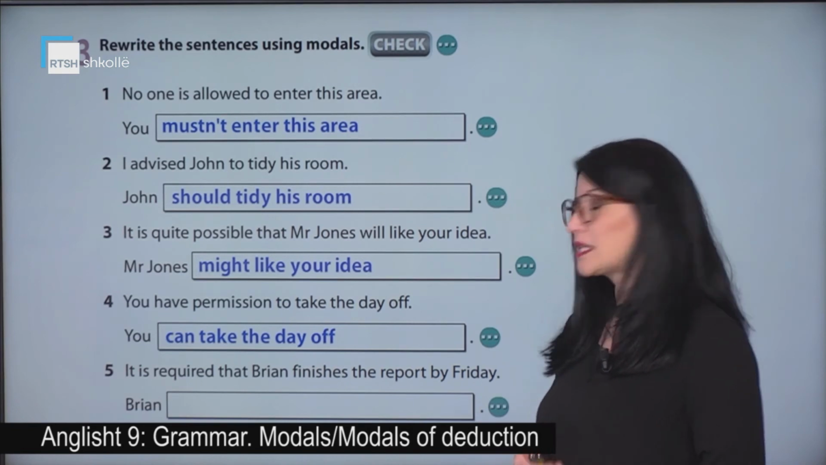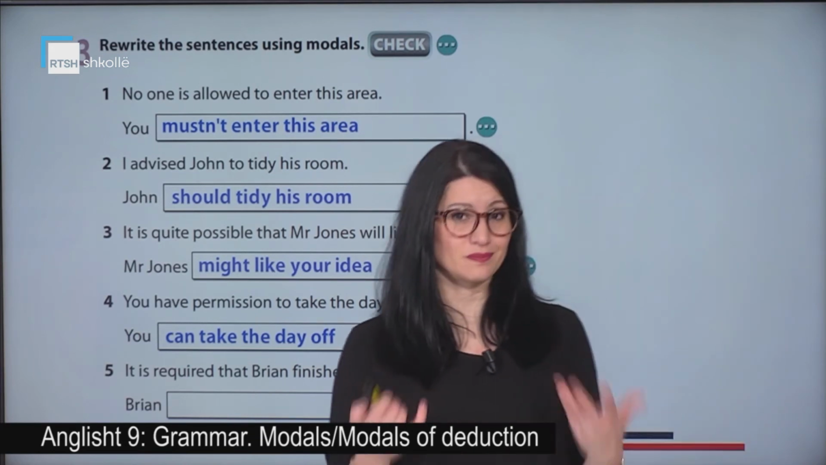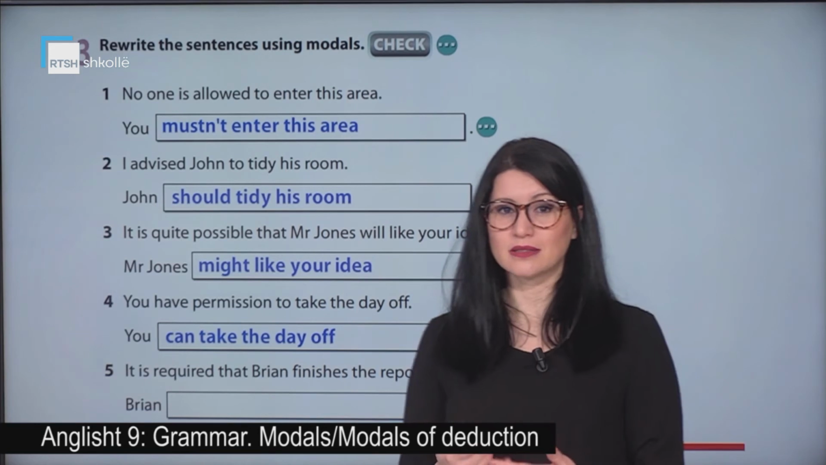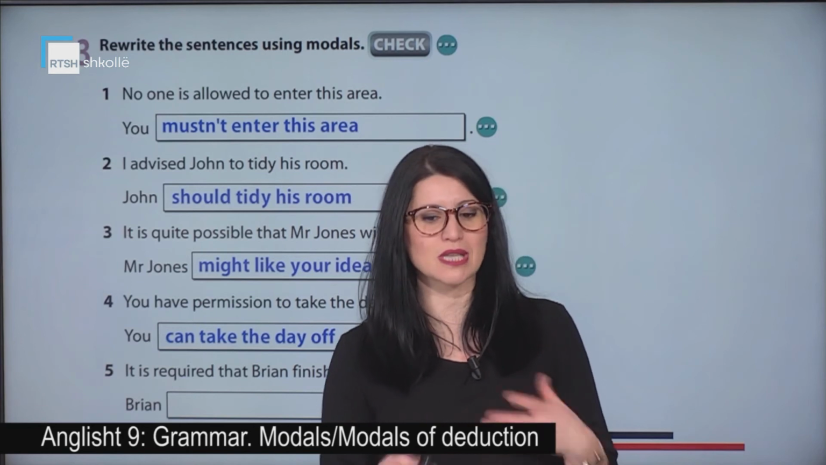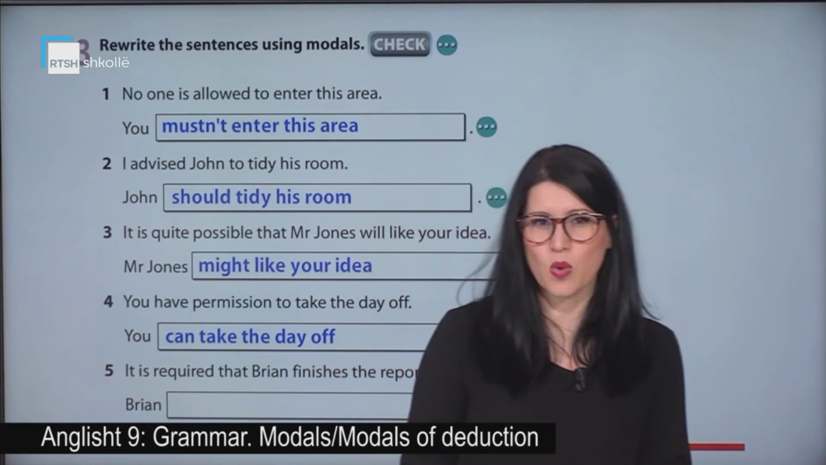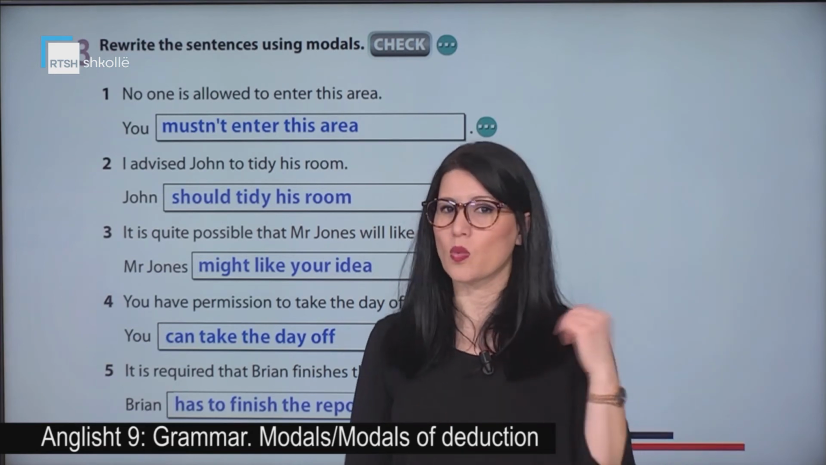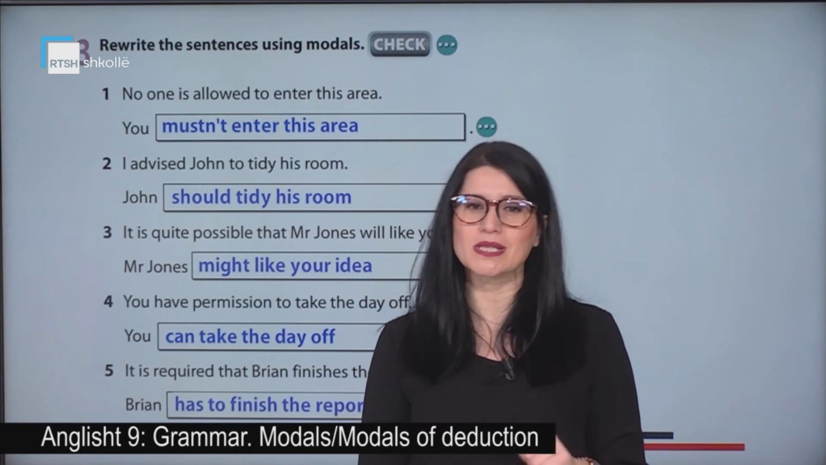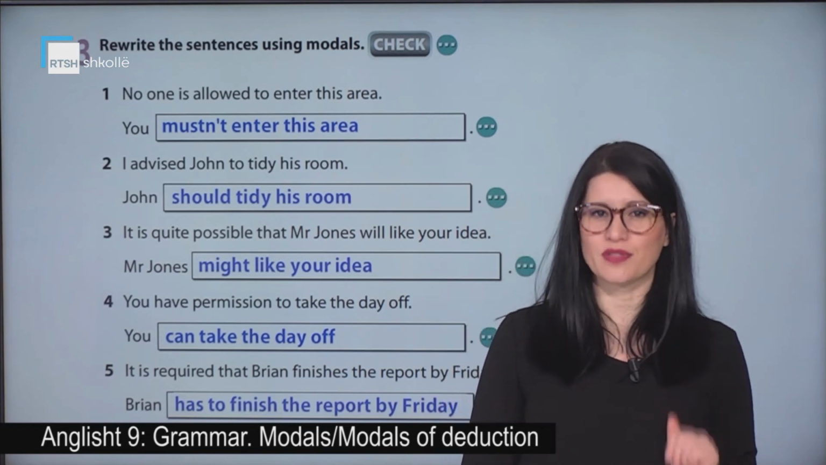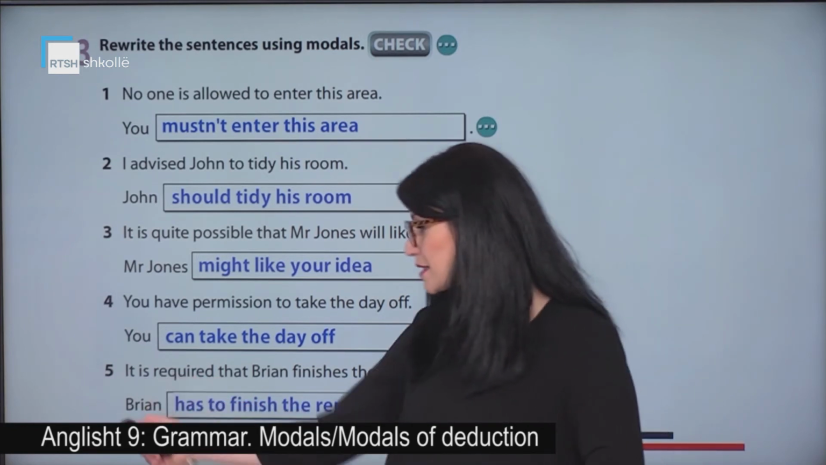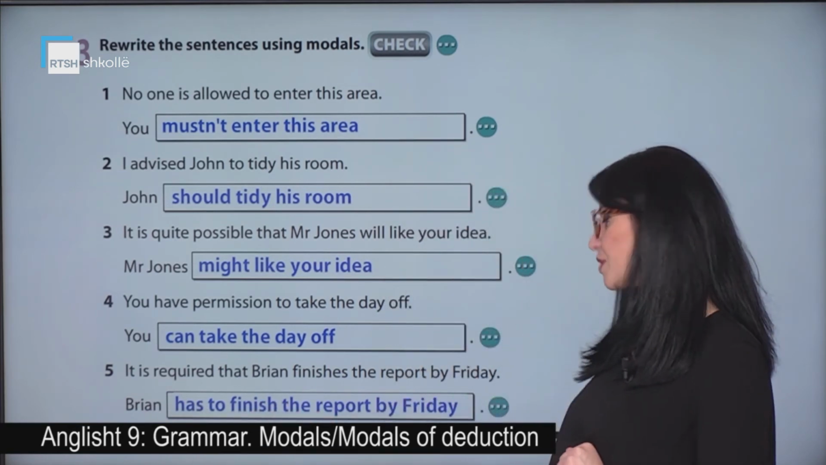Sentence number 5. It is required that Brian finishes the report by Friday. So this means that Brian is obliged to do something. He is required to do this. What modals do we use to say that something is a law or that something is required to be done? And it is have to or must, right? But when we conjugate the modal have to, we say I have to, you have to, he, she, it has to, we, you, they have to. In this case, the subject is singular, so we are going to say Brian has to finish the report by Friday.